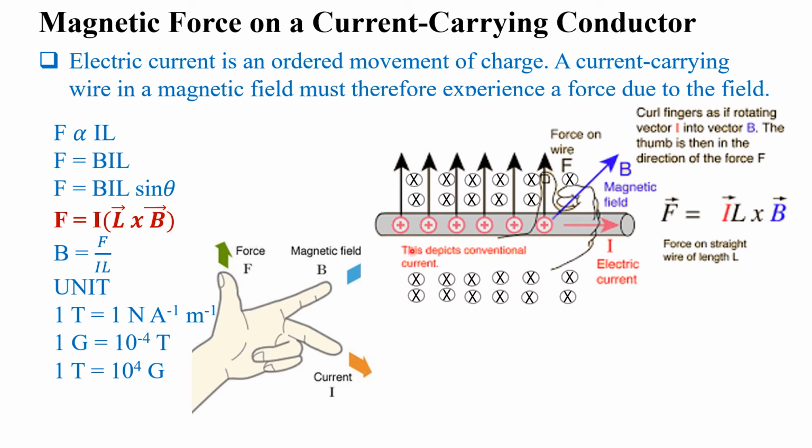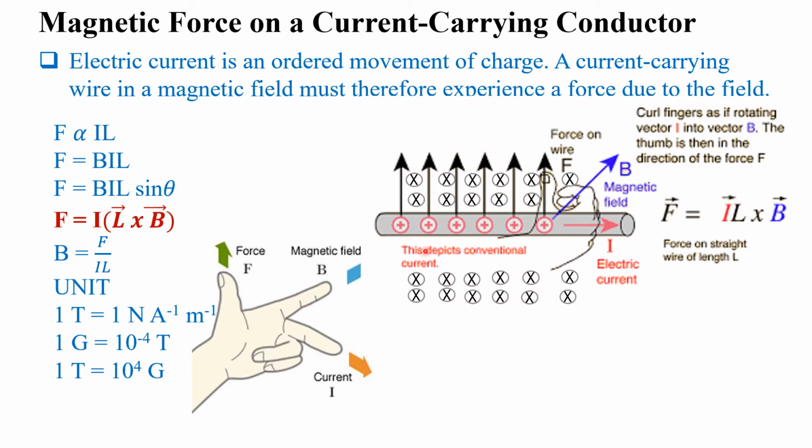For finding the unit of magnetic induction, we can rearrange this formula and we get B equals F divided by IL. The SI unit of B, magnetic induction, is Tesla, and 1 Tesla equals 1 Newton per ampere per meter. Newton is the unit of force, ampere is the unit of current, and meter is the unit of length.